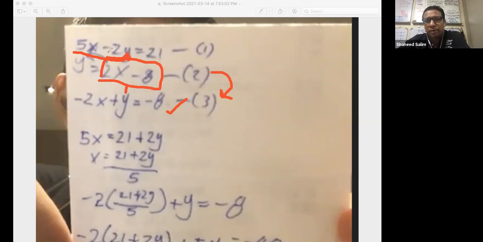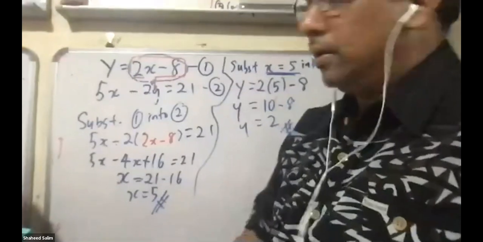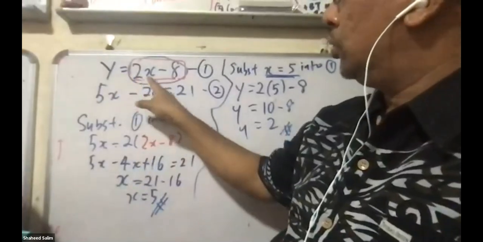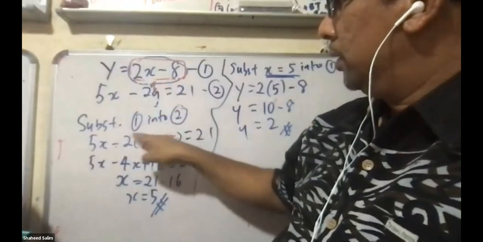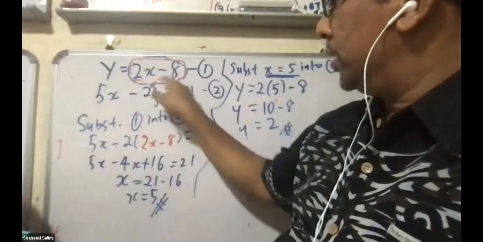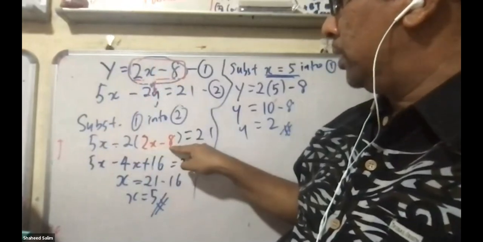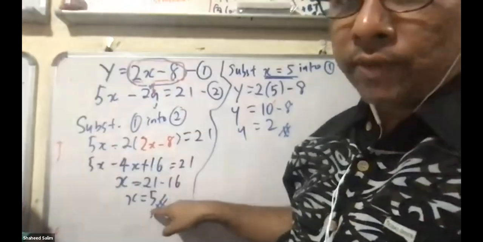Can you see my screen? You can see my screen, see, Shafi. Down here, they say y equals 2x minus 8. I can put this value inside here straight. You see? 5x minus 2y, I put this inside here straight. All arranged for me, equals 21. I times it up, and x equals 5.